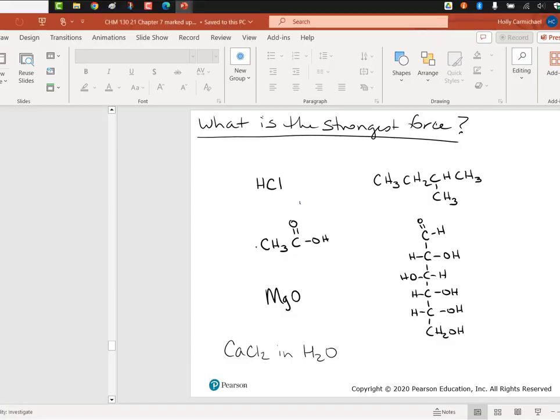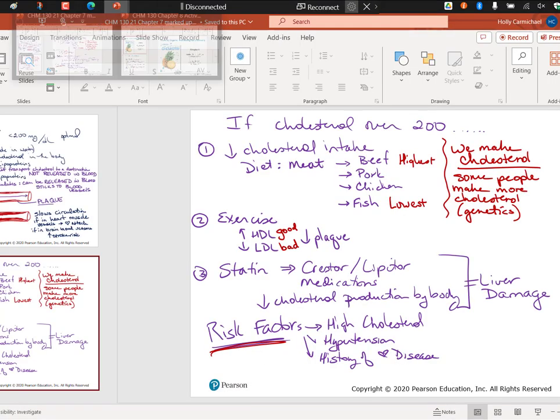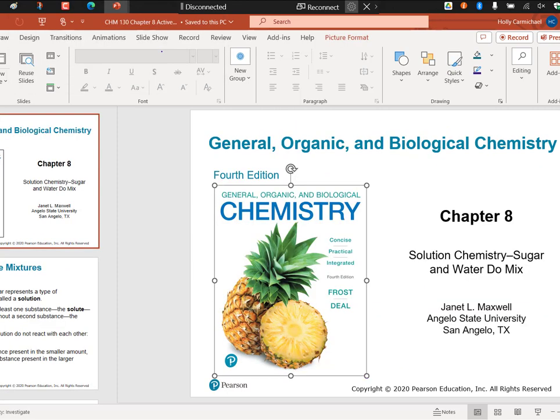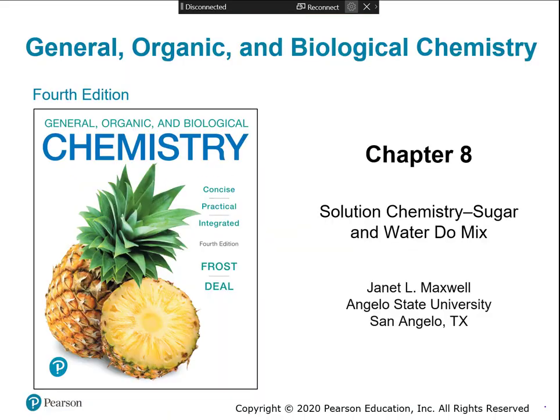On to chapter 8. I'm going to start, maybe, there. Chapter 8 is all about solutions. So solutions are mixtures. Right? So we've talked about mixtures. This isn't something that's brand new, but these are specific mixtures, sort of measured mixtures. So solution chemistry is what this chapter is all about.